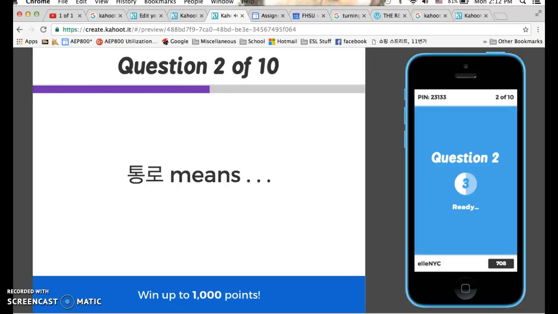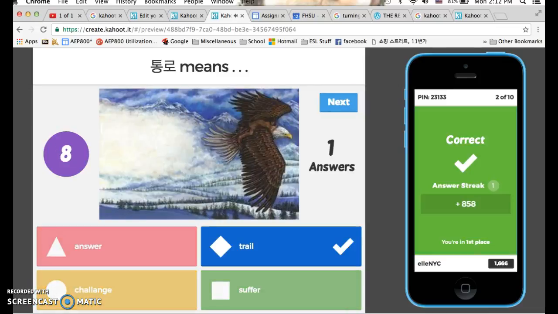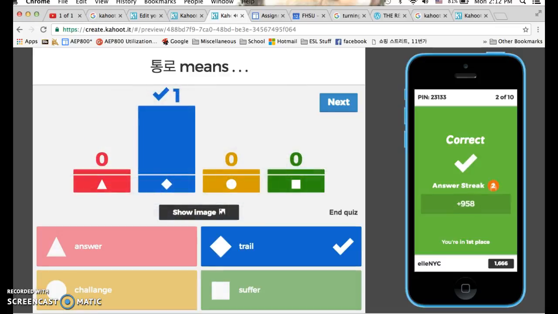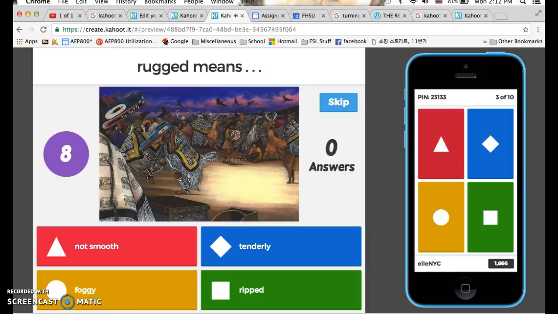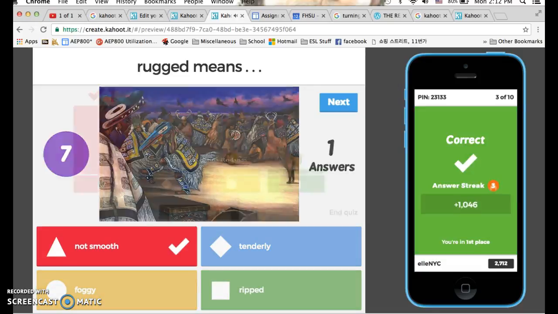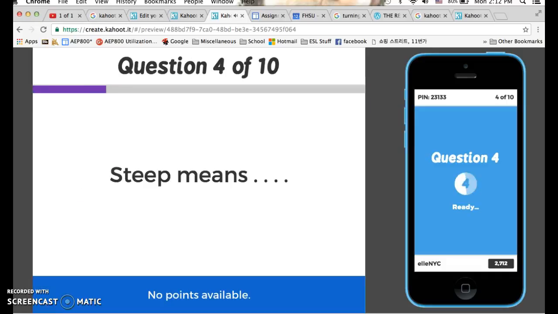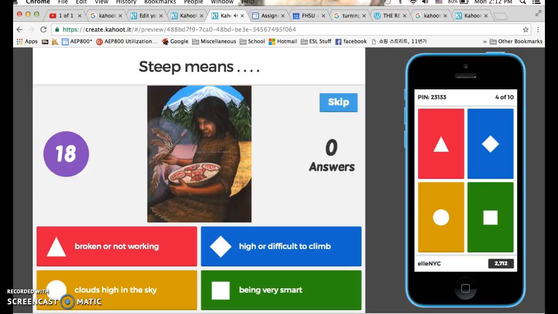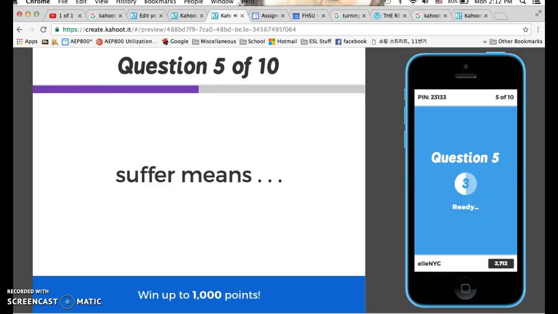Okay, tongro means trail. Okay. Rugged. Not smooth. By the way, I cited that all these illustrations were done by the artist who did the book, so I've cited her properly in the Kahoot. Okay, steep means higher, difficult to climb, and so forth. So you get the way the questions go.